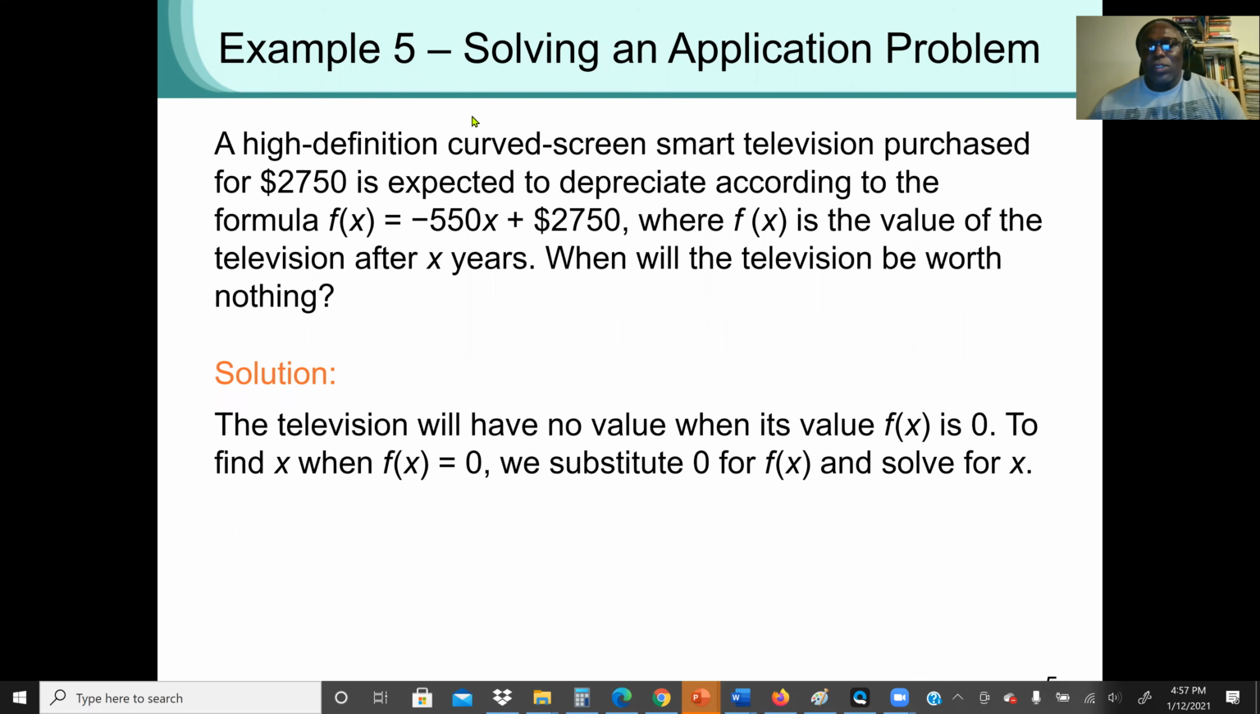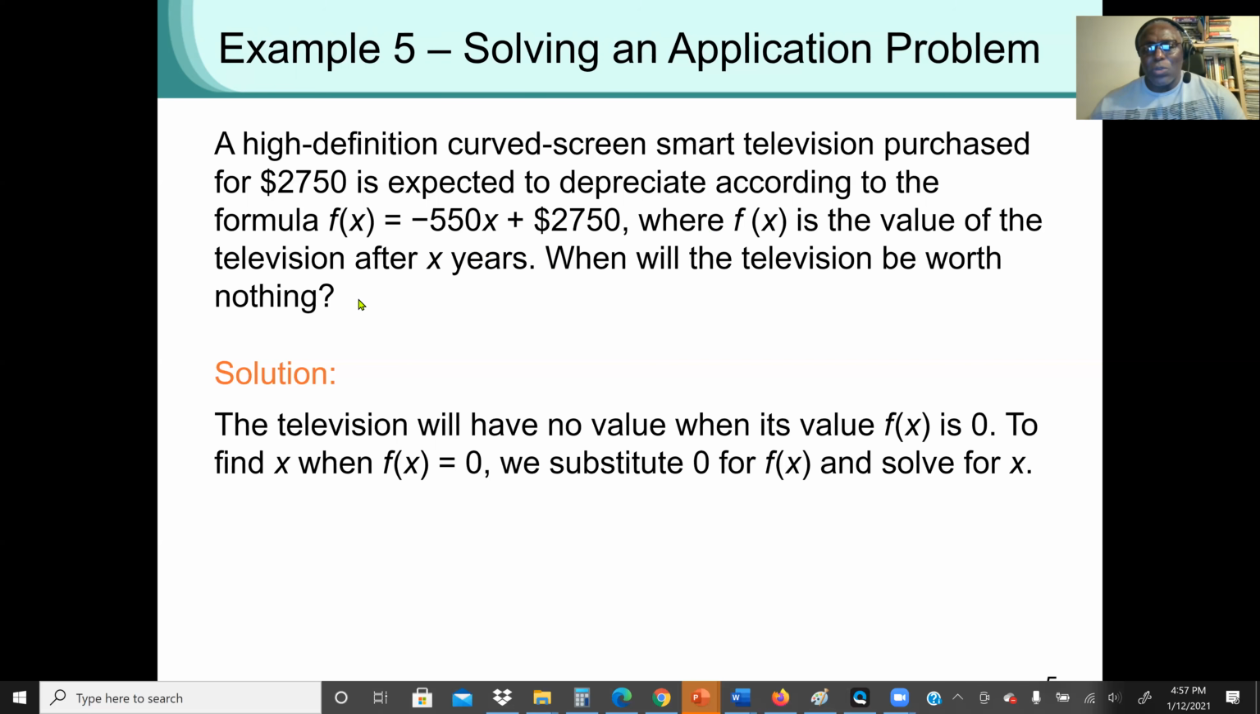So we have our first application problem here. A high definition curved screen smart television was purchased for $2,750 and is expected to depreciate according to the formula f(x) = -550x + 2750. Again, f(x) is the value of the television and x represents the years. When would the television be worth nothing?